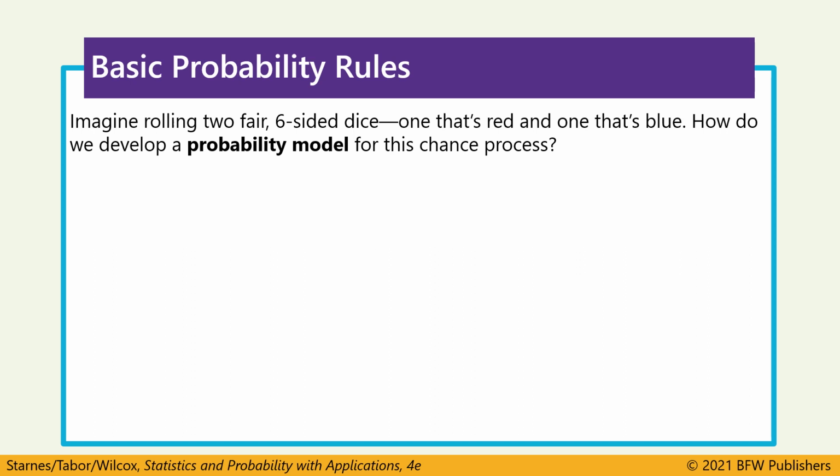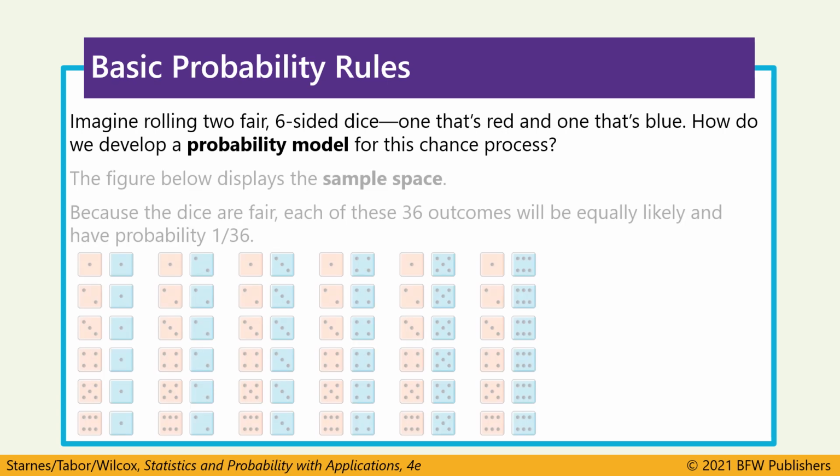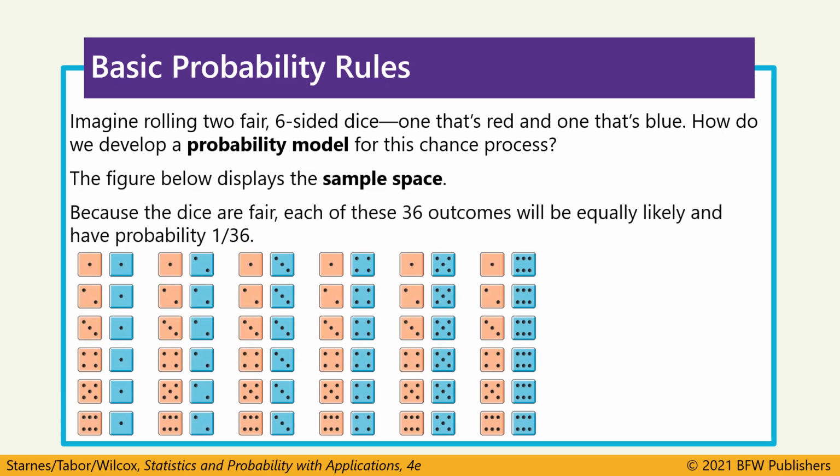So a probability model is going to show us everything that can happen along with how likely they are. And the first thing when it comes to creating a probability model is to define the sample space. So the sample space shows all the results, all the actual outcomes for events.